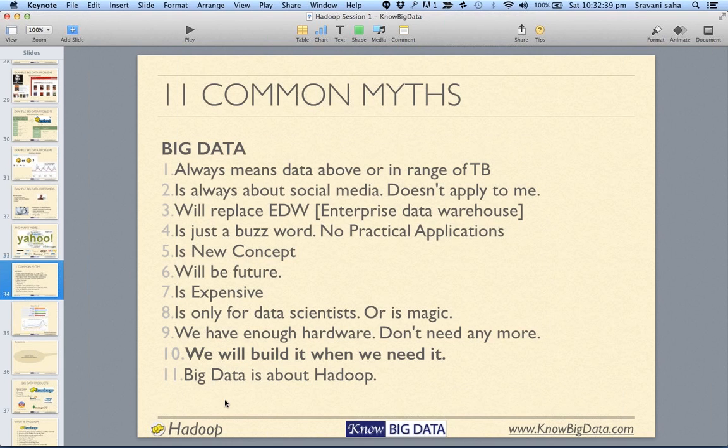"We will buy it when we need it. We will build it when we need it." This is another myth that goes around. Most of the complacent people who are busy with their normal things give the common excuse that we don't think we need these kinds of things right now, and therefore we will not think about it.